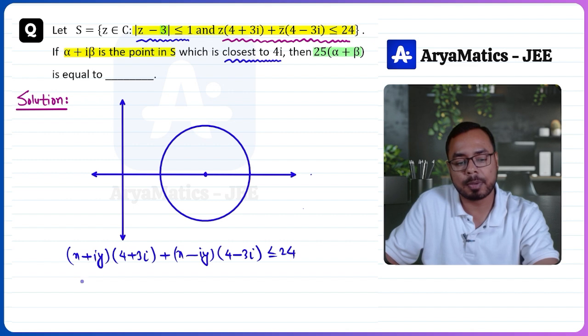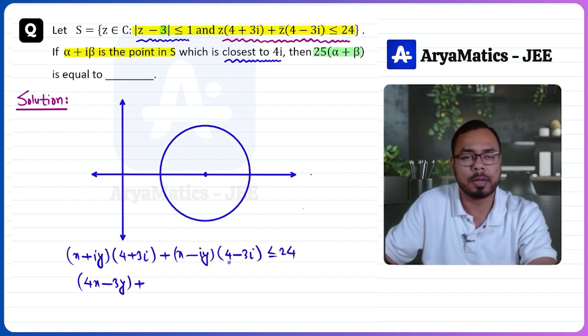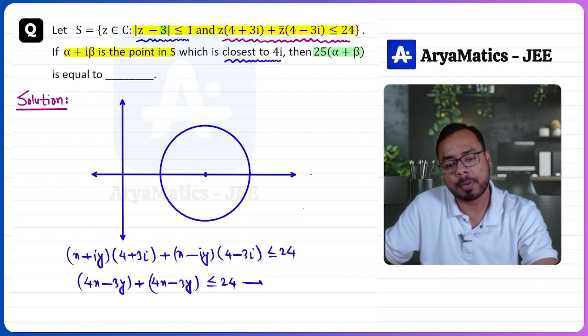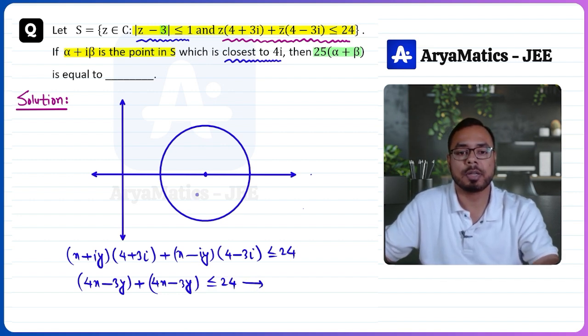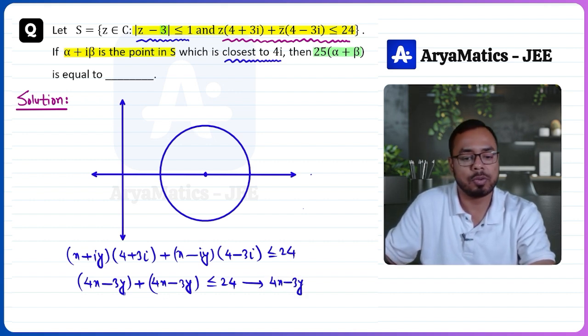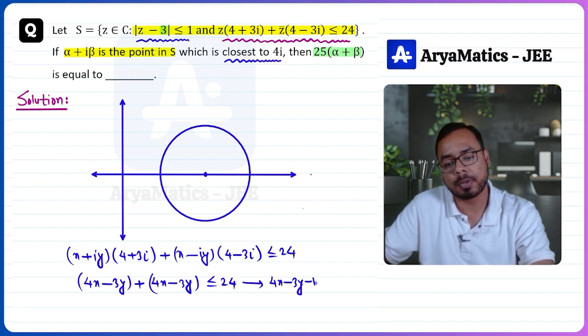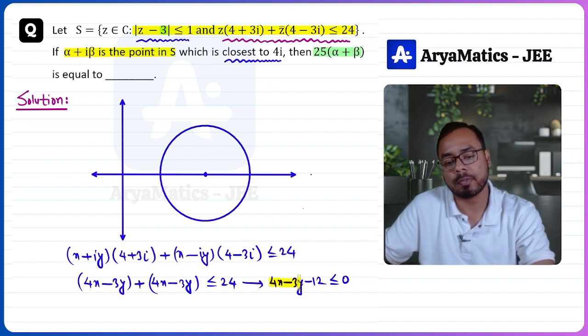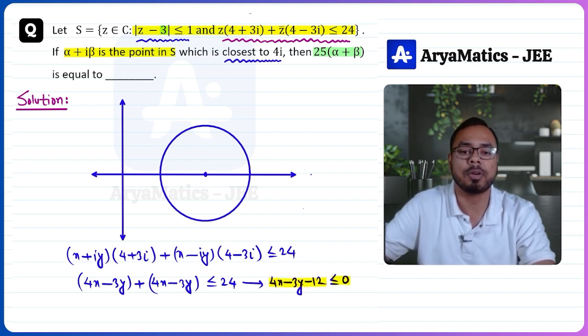So let us write the real part only. You will get the real part as 4x − 3y. If you want, you can write the imaginary part also, but it will cancel from the two terms. Similarly 4x, and from here you will get −3y. This is less than or equal to 24. So from here we are getting this locus: 2 we can take common and then cancel, so 4x − 3y − 12 ≤ 0. So this is the locus that we are getting.